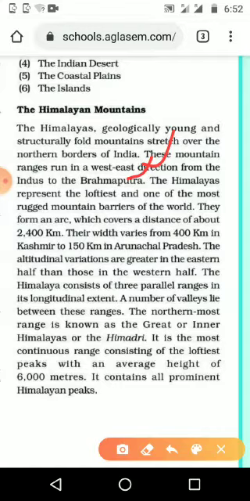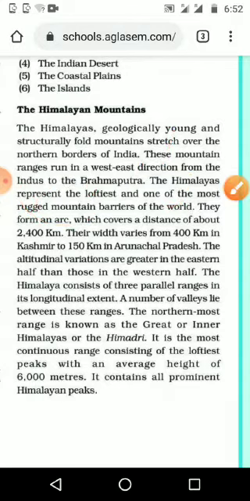And the Himalaya represents the loftiest and one of the most rugged mountain ranges of the world. It represents the loftiest one, and it is a young one. At the same time, it is rugged. It is very difficult. It is not the gentle slope we are used to seeing in the Western Ghat or Eastern Ghat. Not like that. That is the speciality of the Himalayas.